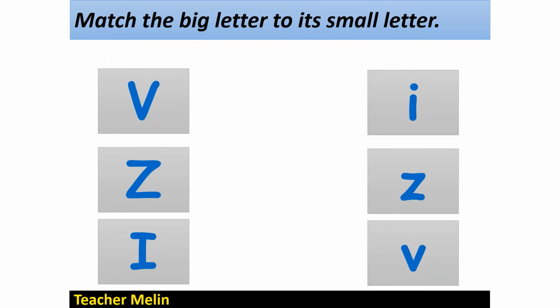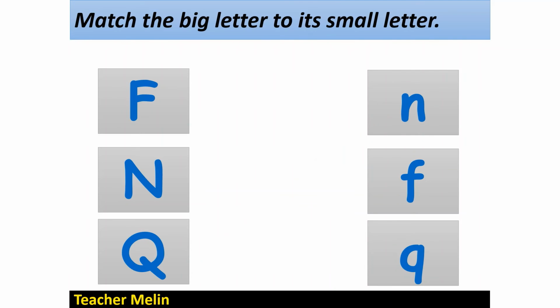How about letters V, Z, and I? What is the small letter of V? The answer is v. How about for letter Z? The answer is z. And how about for letter I? The answer is i. How about letters F, N, and Q?